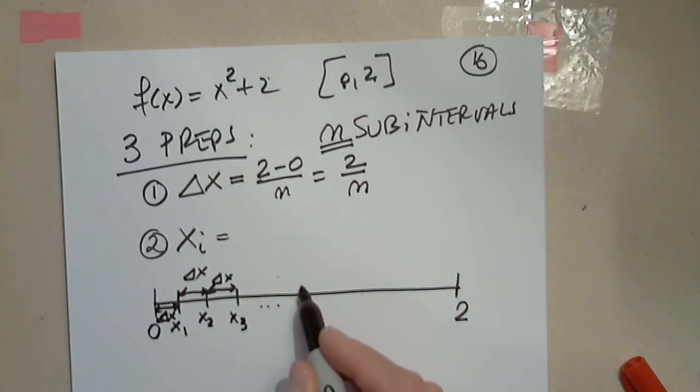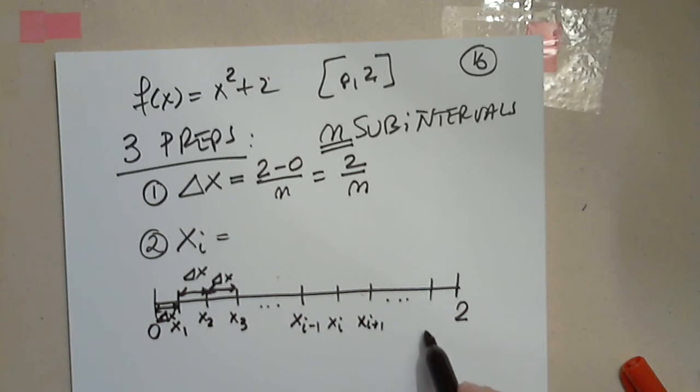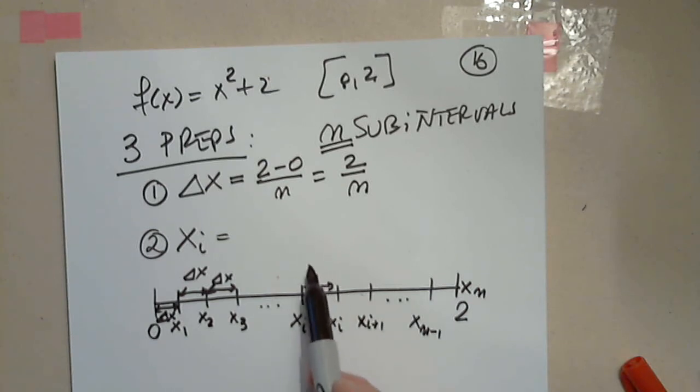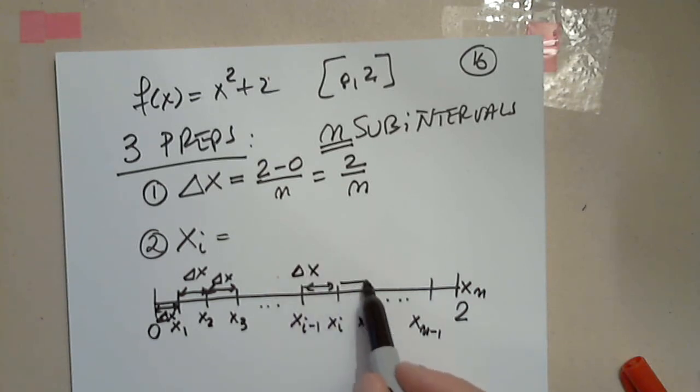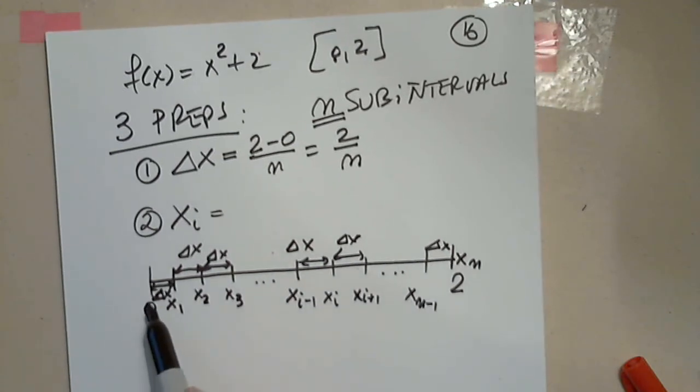Dot, dot, dot. xi minus 1, xi, xi plus 1, dot, dot, dot. xn minus 1, and the last one is xn. All these have delta x. All these delta x everywhere, delta x. So the starting point is 0. How do I get x1?